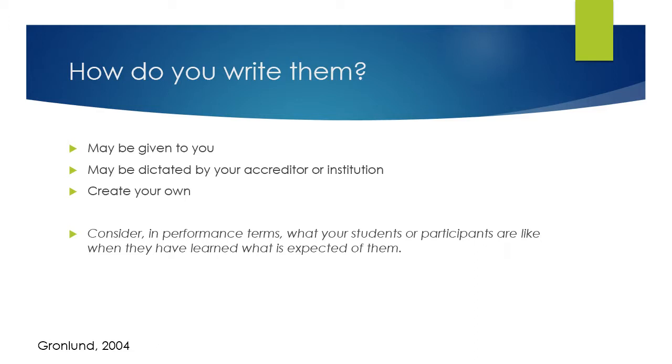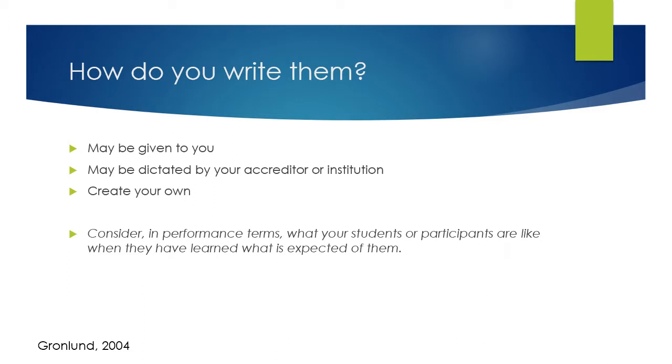So if you're a newer instructor, you may have some objectives that have been given to you. For example, maybe the course had been previously taught by another instructor, or there may be a previous section of the course that was taught. And so you may have specific objectives that you have to teach within a particular course. You also may have objectives that are directed by your accreditor or your institution. Again, these are the things that you need to cover within this course, and so please direct your instruction to these objectives. You also may be required to create your own.